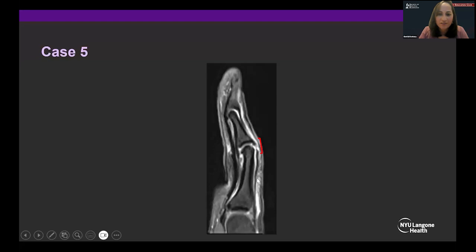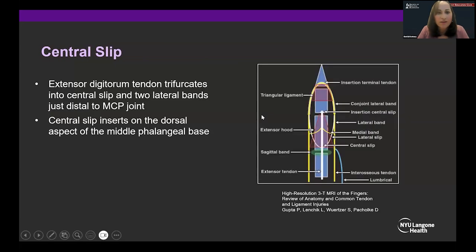So that's correct. So here's our low signal extensor tendon, and then as we get to the level of the proximal interphalangeal joint, we see a fluid-filled defect. And so this is a tear of the central slip. So we'll go back to our diagram.